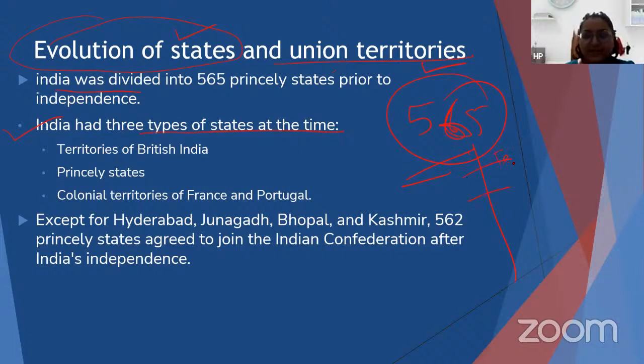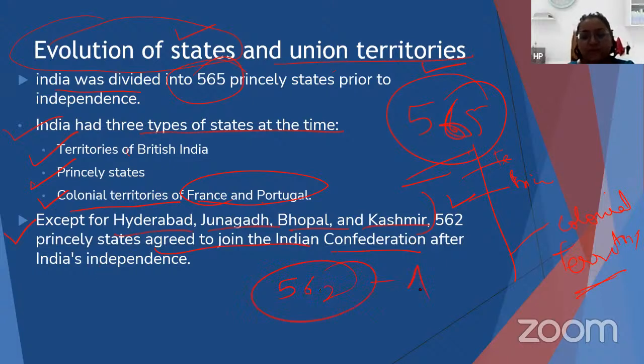First is territories, next is princely states, and third is colonial territories. These were the 3 types of states at that time: territories of British India, princely states, and colonial territories that were with France and Portugal. But after independence, what happened? Except for Hyderabad, Junagadh, Bhopal, and Kashmir, out of these 565, 562 princely states agreed to join the Indian Confederation.